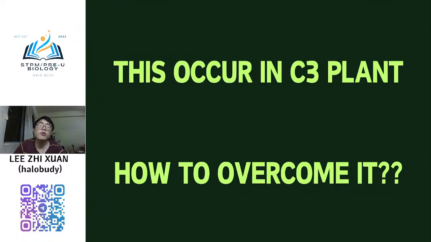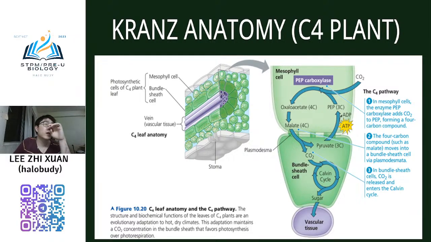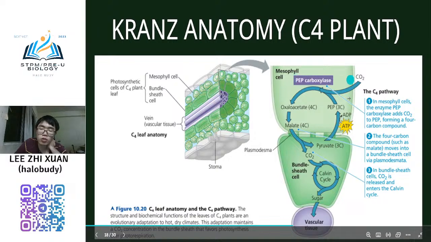So normally photorespiration occurs in what we call a C3 plant. In some plants, they can overcome it. How to overcome it? There is another plant we call a C4 plant, whose leaf has the Kranz anatomy structure. You will see this is what we call the Kranz anatomy structure.